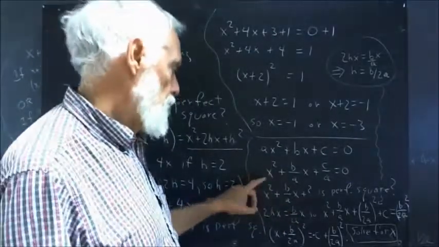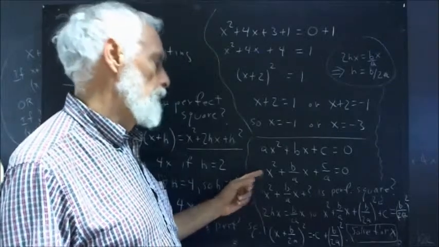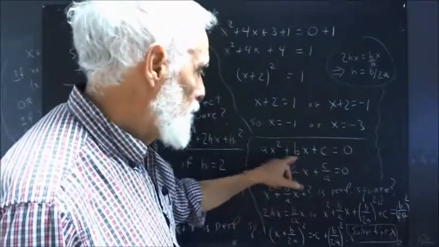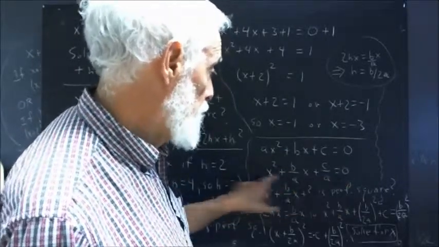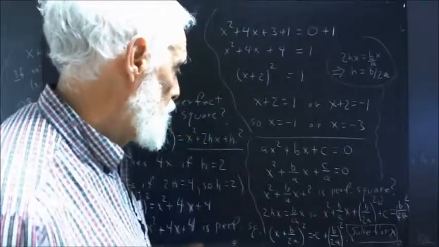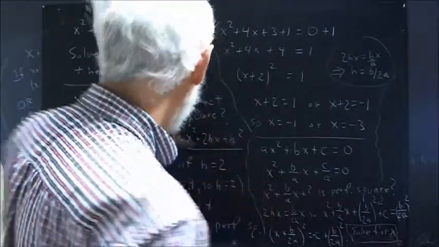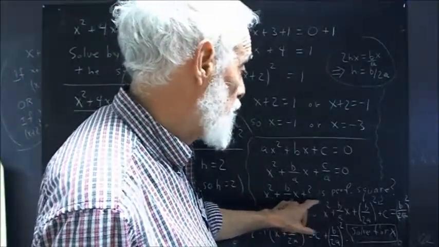And the reason I want to do that is because I don't want to have a number in front of x squared. I just want x squared to be plain old x squared. So dividing through by a, I have to divide bx by a to get this, c by a to get this. So we have this equation. Then we ask the question, just as we did over here, x squared plus b over a x plus what is a perfect square?